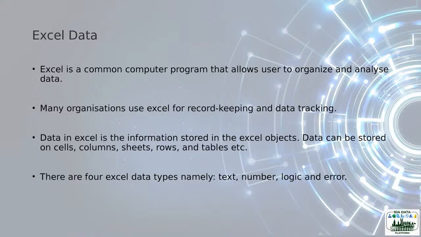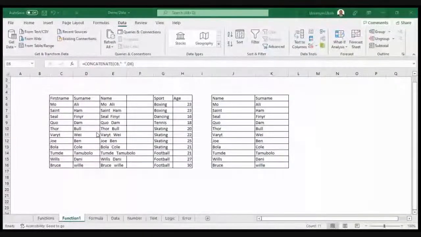As we go on with the presentation, we will have a practical session and explain what a cell, a column, or a sheet is all about. There are essentially 4 Excel data types, namely the text data, the number data, the logic, and the error data. So I would like to go to my worksheet and explain further what a text is and what a cell is.